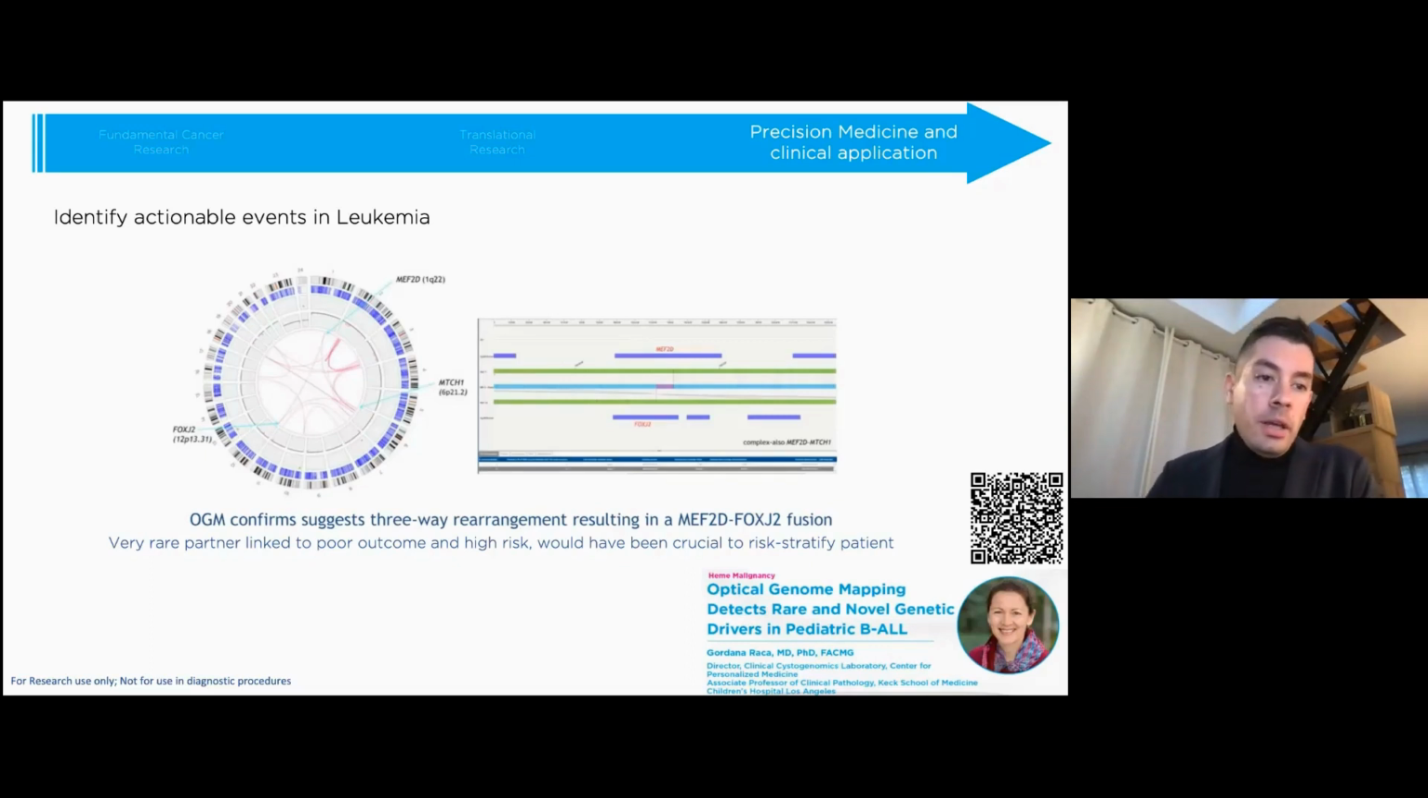And here, in this pretty complex circos plot, a three-way rearrangement between chromosomes 1, 6, and 12, leading to a fusion between MEF2D and FOXG2, was identified.